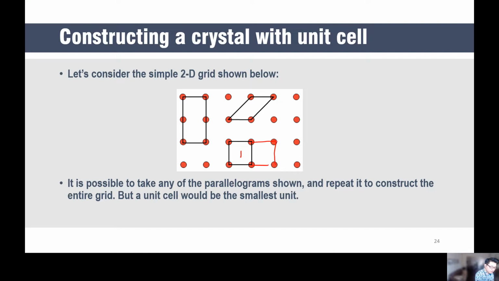And what is cool about this square is that if I just look at this particular square right here, so look at number 1, I have a square with 4 quarter atoms inside. This makes it 1 atom.